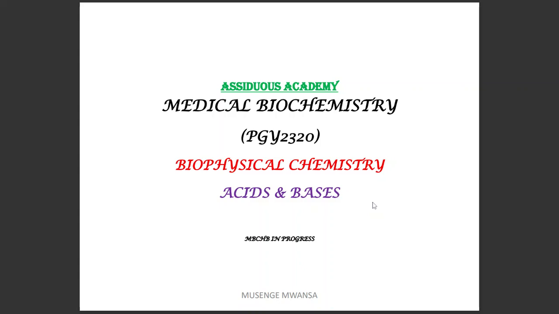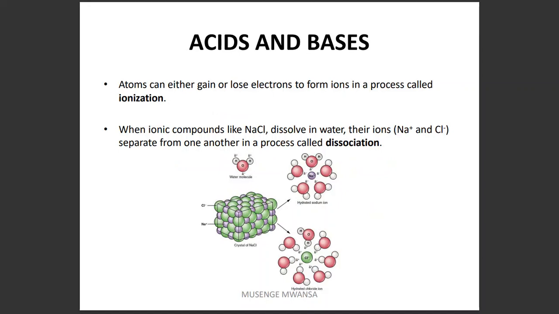Let's talk about acids and bases in PGY 2020. So, acids and bases. Well, really, what is an acid? We know an acid is a compound that dissociates in water to give us hydrogen ions, while bases give us hydroxide ions. So, atoms can either gain or lose electrons to form ions.